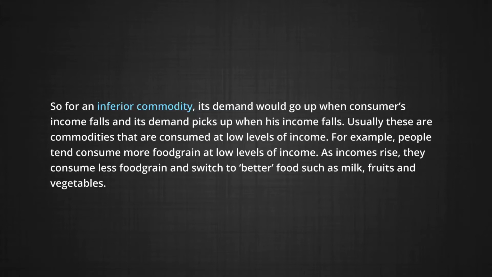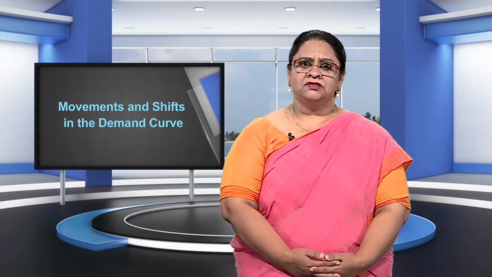Usually, these are commodities that are consumed at very low levels of income. For example, people tend to consume more food grains at low levels of income. As incomes rise, they consume less food grain and switch to "better foods" such as milk, fruit, and vegetables. We now turn to movements and shifts in the demand curve.